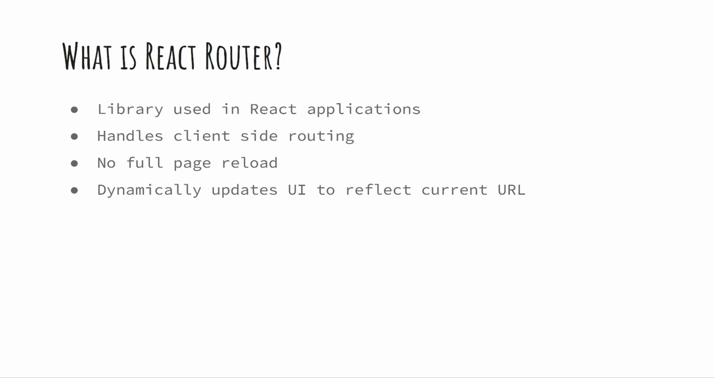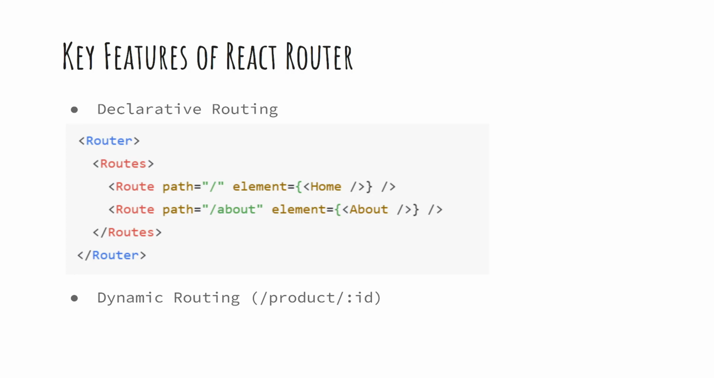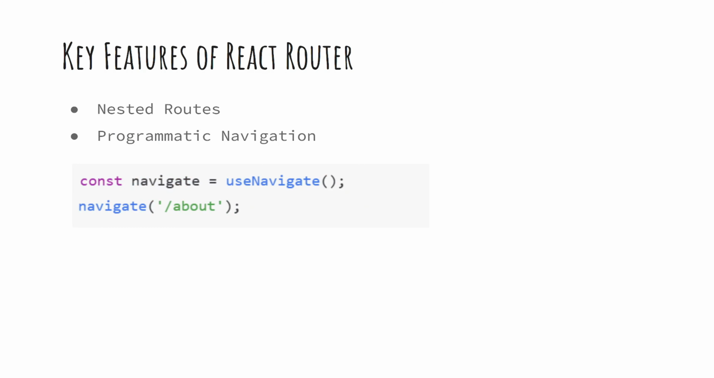Key features of React Router include declarative routing. You define your routes as components, making the routing structure easy to read and maintain. Dynamic routing. It supports dynamic routes with URL parameters, enabling you to handle pages like view product by ID. The useParams hook allows you to access these dynamic parts. Nested routes. React Router allows you to define routes inside other routes, making it easy to manage layouts with shared components like headers or sidebars. Programmatic navigation. You can navigate users to different routes programmatically using the useNavigate hook.